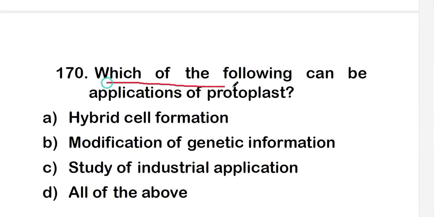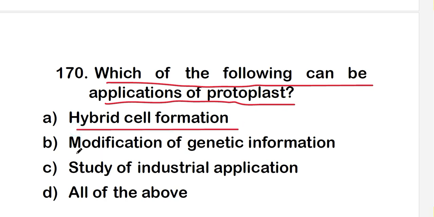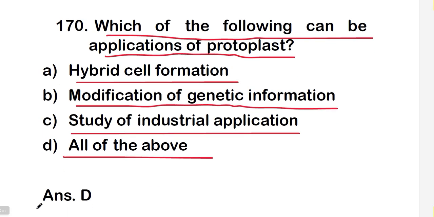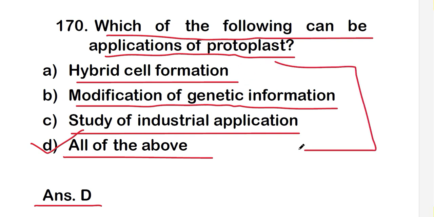Which of the following can be applications of protoplast? And the options are option A hybrid cell formation, option B modification of genetic information, option C study of industrial application, option D all of the above. So the right one is option D, that is all of the above. So all of the above, these are the applications of protoplast.